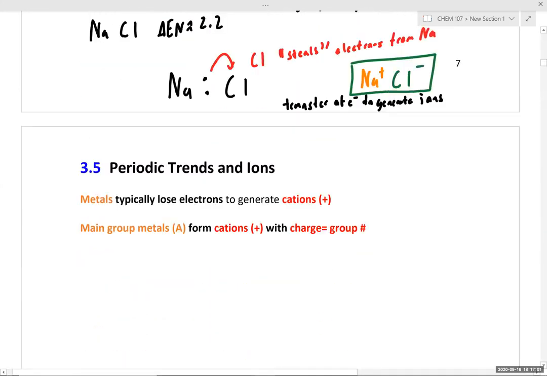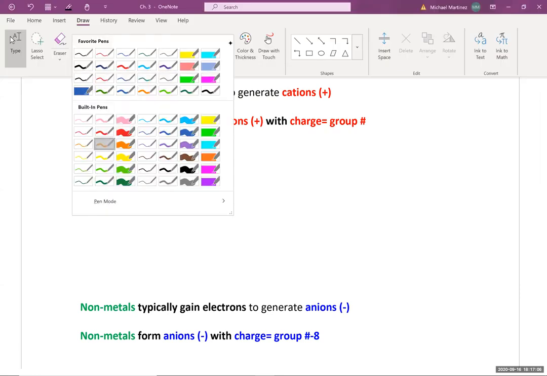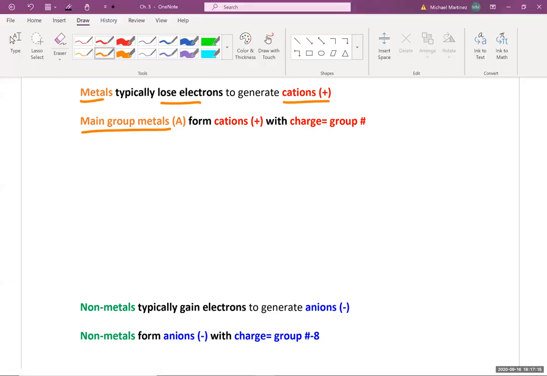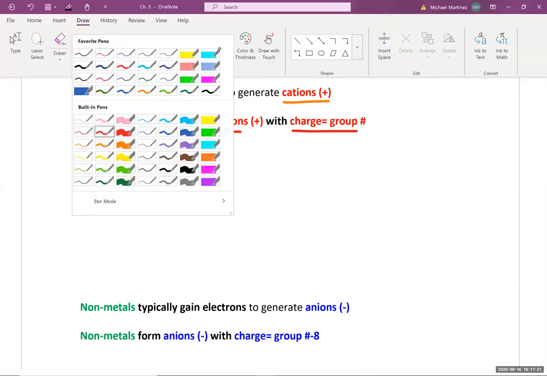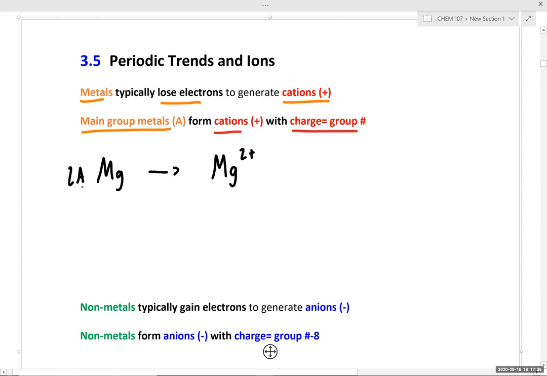If not, let's keep going and let's talk about periodic trends and ions. So metals typically lose electrons to make cations. Your main group metals will form a cation with the charge equal to the group number. So for example, magnesium, which is a 2A element, would like to form the cation Mg2+, because the group number is 2.